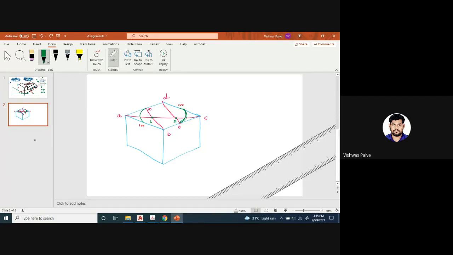Okay, now take radius in a compass B to M. B to M. Take radius in a compass B to M. Select point B as a center.